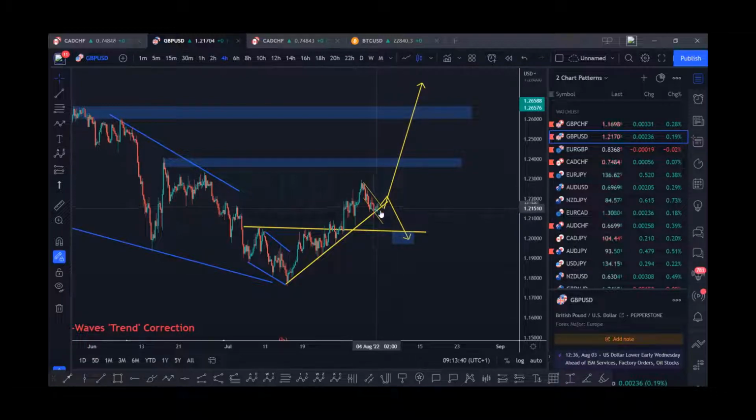But with 50 basis points, a correction down to this place most probably, and then a bounce up from there is what we're going to be looking for. Maybe we can then see some kind of zigzag pattern there. And then look for confirmation on the lower time frame to see what reversal pattern we get around there.